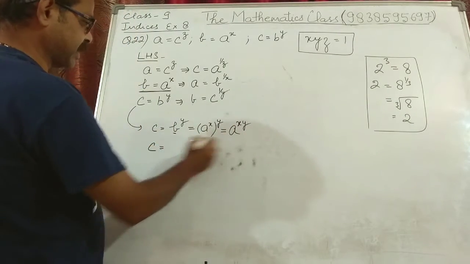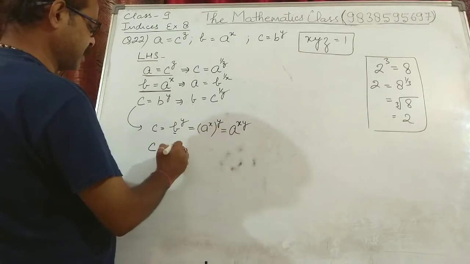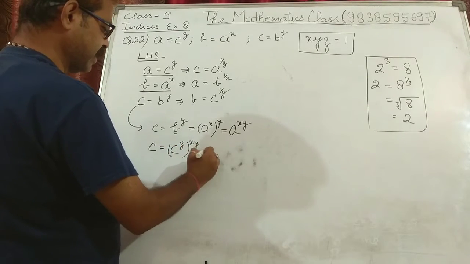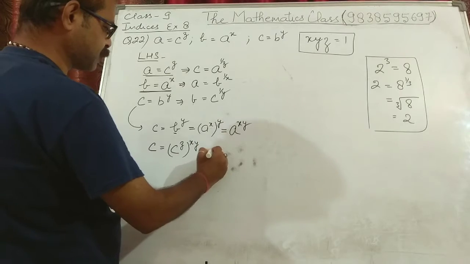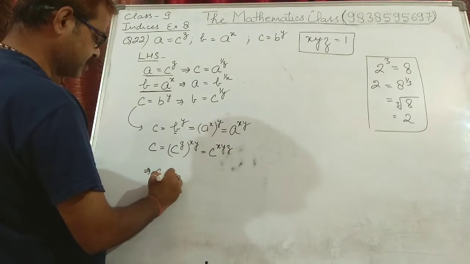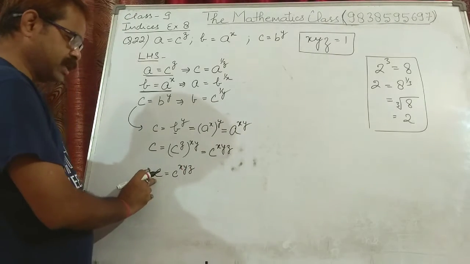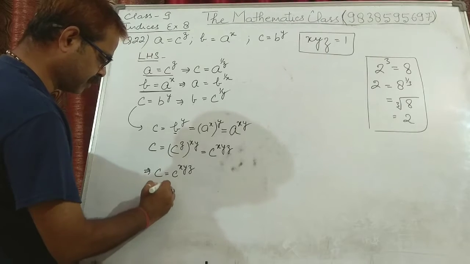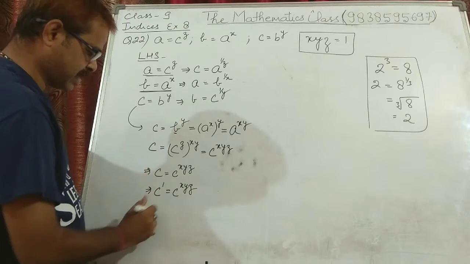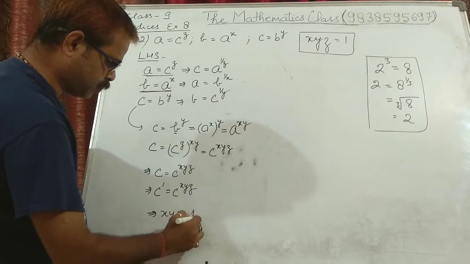Then again A can be written as C to the power Z. So in place of A, I am writing C to the power Z whole power XY. It means power and power will multiply, so C to the power XYZ. Finally, we got C is equal to C to the power XYZ. Now we know C only means C to the power 1 is equal to C to the power XYZ. When bases are equal, we can equate the powers. Therefore, XYZ is equal to 1.